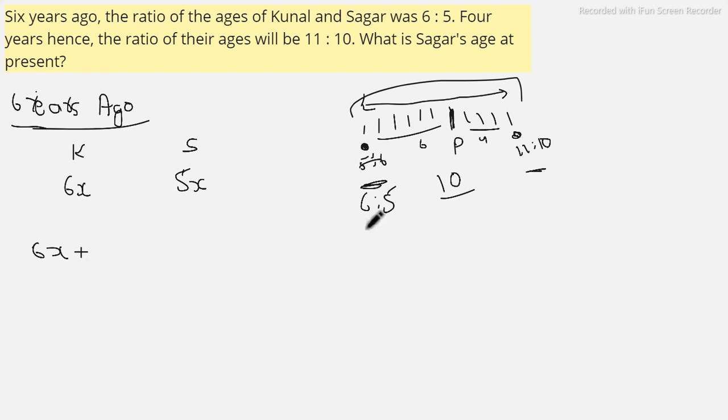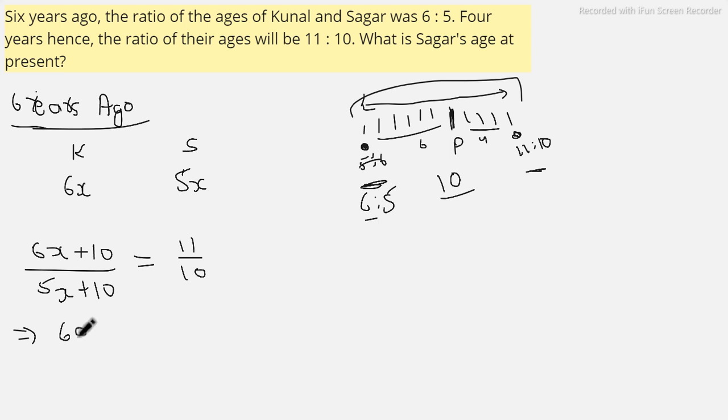6x, and plus this 10-year gap, by 5x plus that 10-year gap. So after the 10-year gap, what is the new ratio? 11 is to 10. Now we just have to solve this equation.